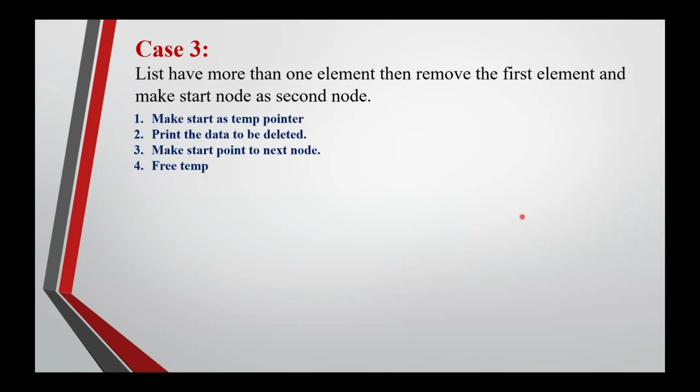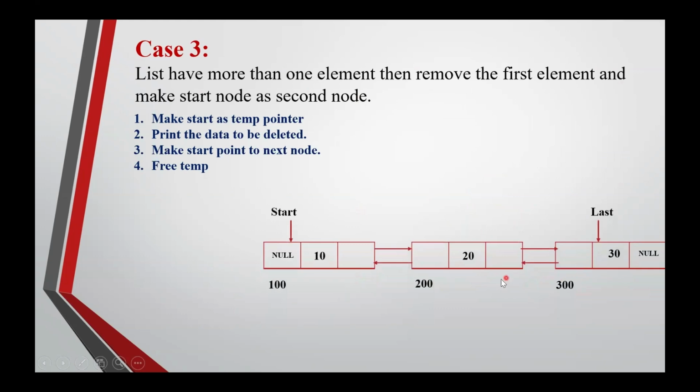Then another case, that is, the list has more than one element, meaning it does not contain only one element, but more than one. Then what happens? We have to remove the first element and make the start node the second node. Let's take an example. In this example, there are three elements present inside the linked list: 10, 20, 30. The start pointer points to the first node, and the last pointer points to the last node. As it is a double linked list, links on both sides are possible. The first node's back is null, and the last node's next is null.